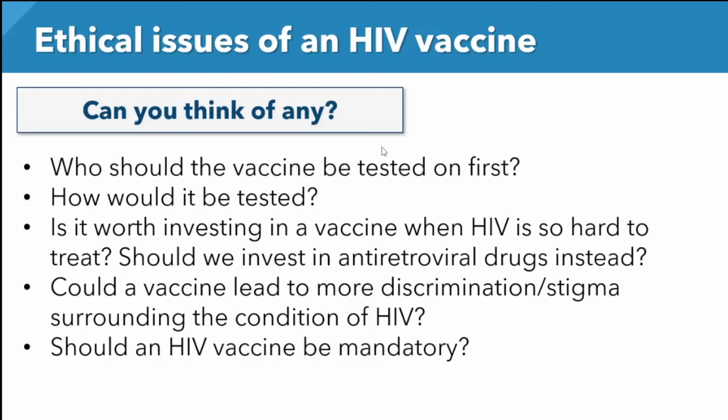The problem is these don't always work. The reason being that if a virus is already inside a cell, how would a drug reach it? That's a problem. But that's a question to think about: should we invest in drugs which could potentially stop it if a virus is so hard to find anyway? And could a vaccine lead to more discrimination or stigma surrounding the condition of HIV? Should an HIV vaccine be mandatory?